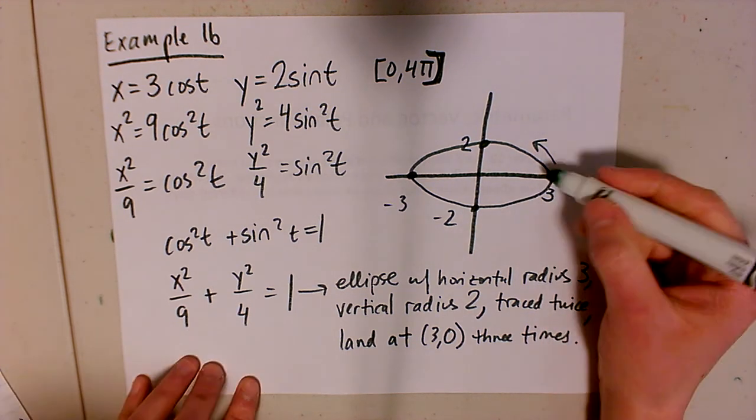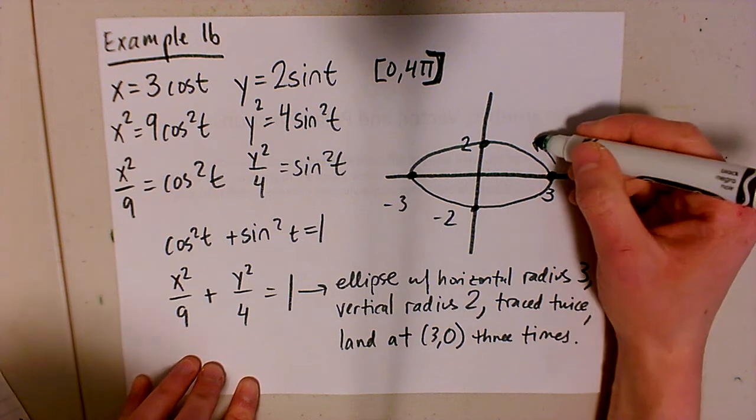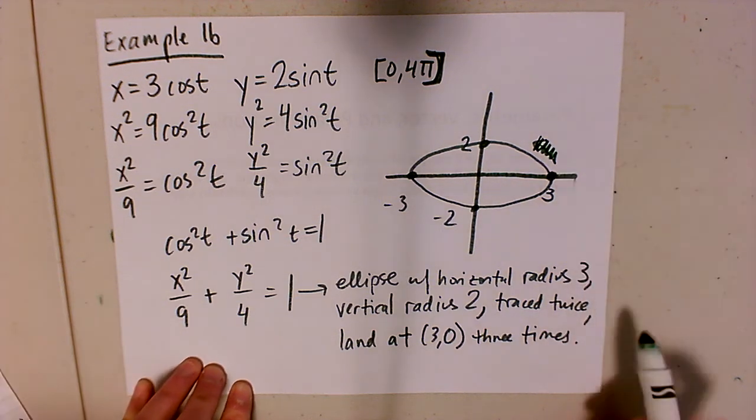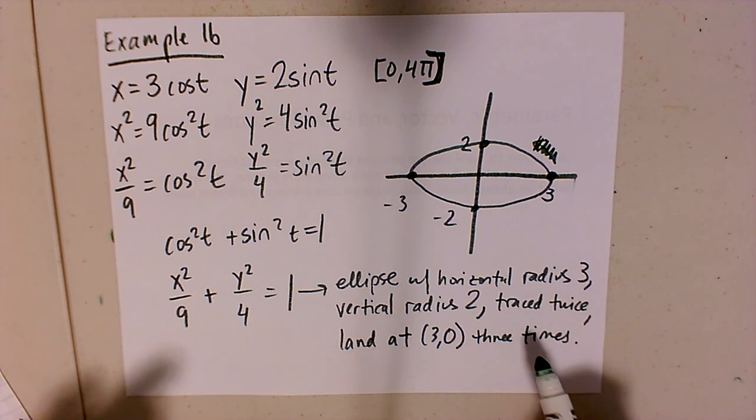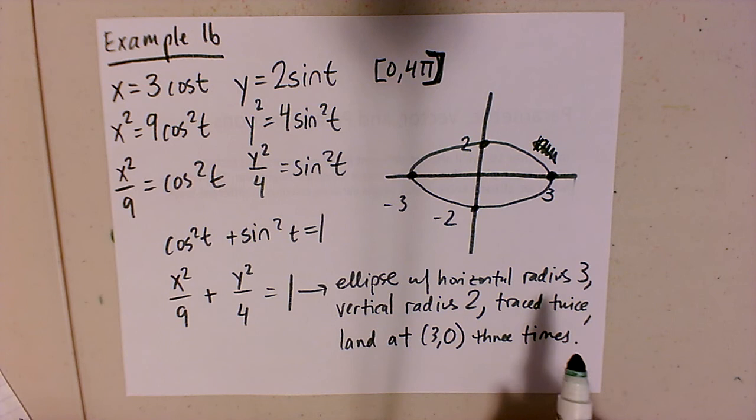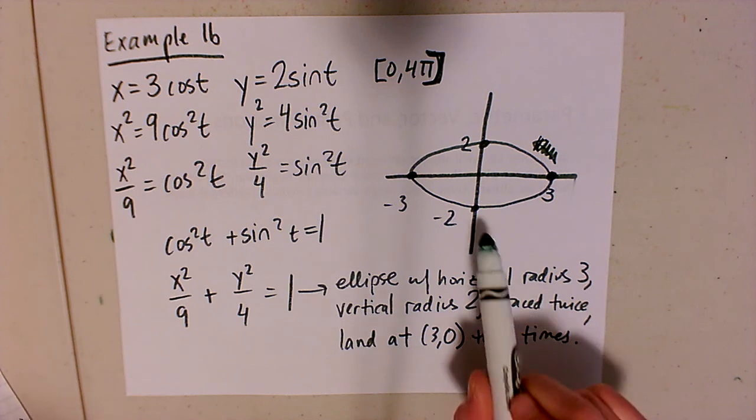So these details, the direction, they didn't actually ask you to show, and there's no way that you can show in this particular problem that you traced it twice. They didn't ask you about that information. That's just kind of an aside that we gave just for conversational purposes and learning purposes.